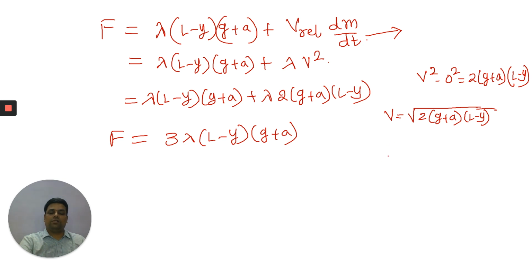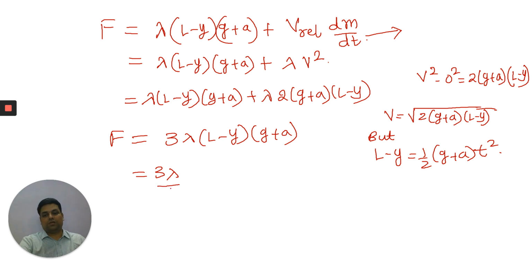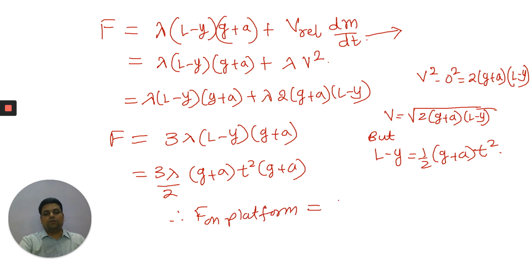Now, L minus y is what? We can write it as half into (g plus A) into t squared, because we are asked to give the force as a function of time. So we can put that in place of L minus y: 3 lambda, half (g plus A) t squared, into (g plus A). So finally, the force on the platform would be 3 lambda by 2 times (g plus A) whole squared into t squared. So that is the answer for the force due to the chain on the platform, which is accelerating up.